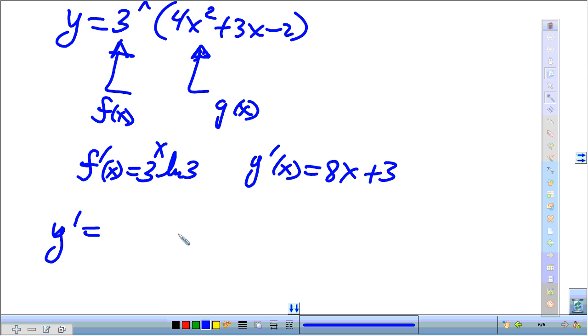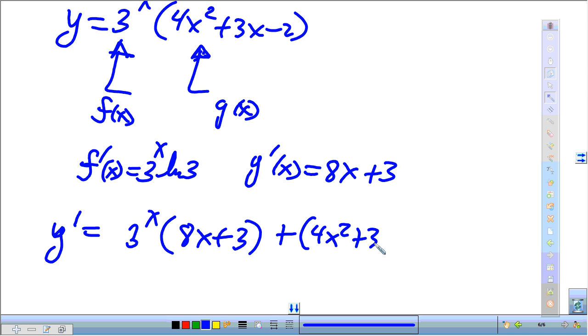So the derivative of y would be one of those, 3 to the x, times the derivative of the other, g prime, plus then g, the other function, and times the derivative of the first function, 3 to the x natural log of 3.